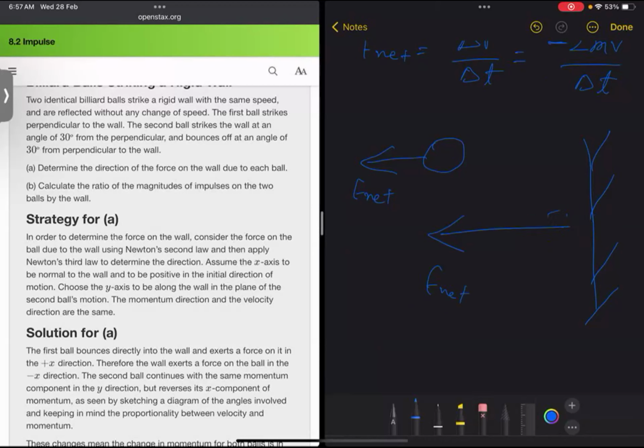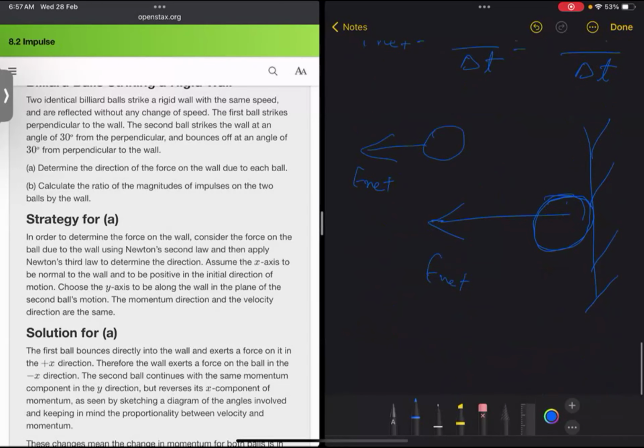By Newton's third law. Okay. So if this ball hits a wall, the wall is applying a force on this ball in this direction. We calculated this and got F net on the ball in this direction. And this force is applied by the wall on the ball. Is that right?